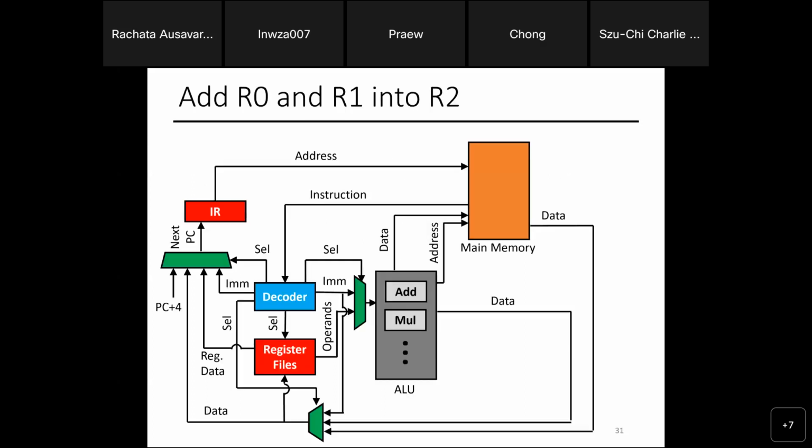Let's say I want to add R0 and R1 and write the result into R2. I just want to do a simple add instruction here. How many cycles does it take?